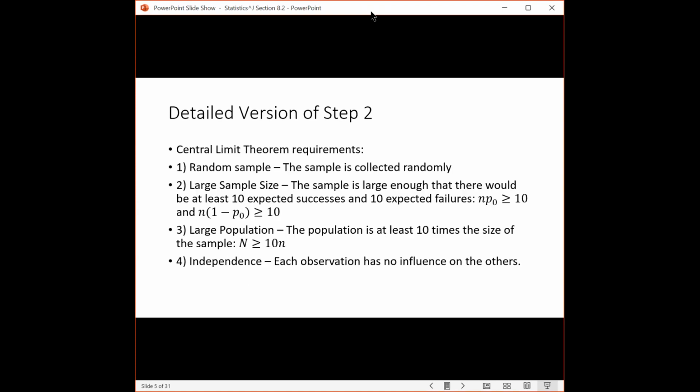Okay, so what are the central limit theorem requirements? Let's just review them. The sample needs to be collected randomly. You have to have a large sample size. It needs to be large enough that we have 10 expected successes and 10 expected failures. And you can see that's just a formula there. You can plug in the information from the hypothesis test and just make sure that it satisfies those two inequalities. You have to have a large population. The population needs to at least be 10 times the size of the sample. And then the observations have to be independent from each other. One success can't affect another success, another observation.